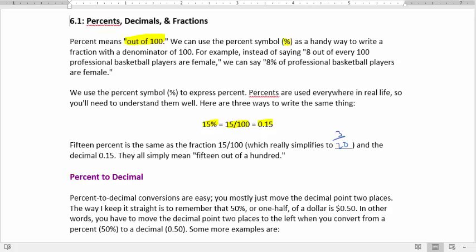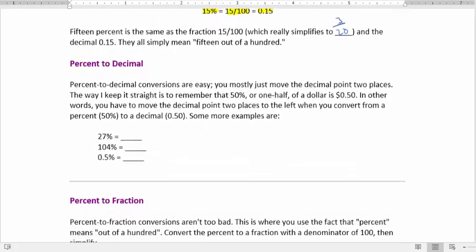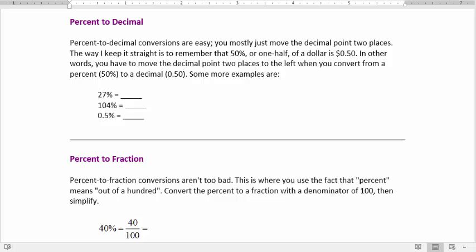All right, so let's talk about how we would convert between percent, decimal, and fraction. So the first one is if we're converting from percent to decimal. So that's an easy one, right? Percent to decimal conversions, essentially you're really just moving the decimal point two places to the left. So 27%, I mean, if you think of 27% as meaning 27 out of 100, 27 hundredths, how would you write 27 hundredths as a decimal? Well, 27 hundredths as a decimal would just be 0.27.